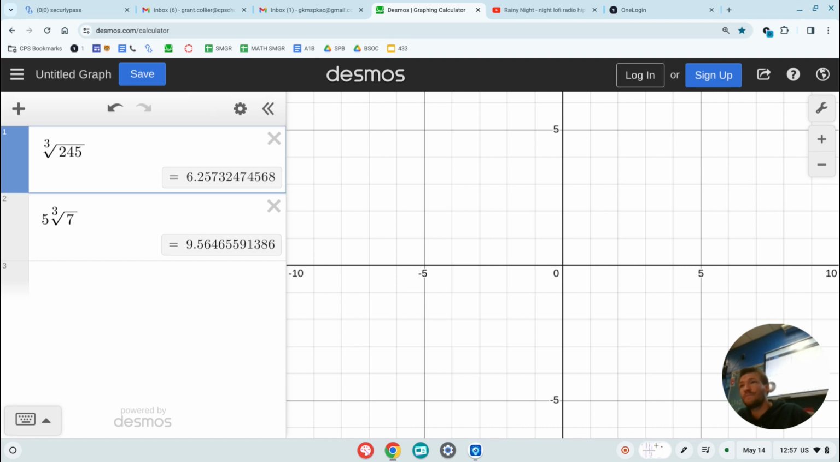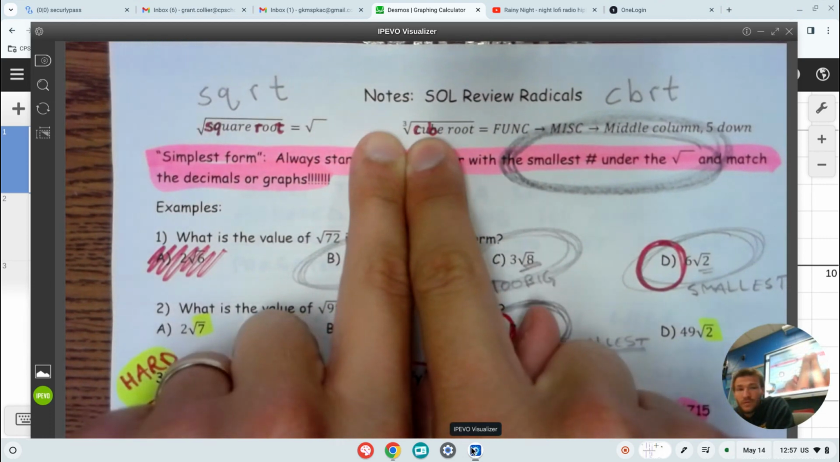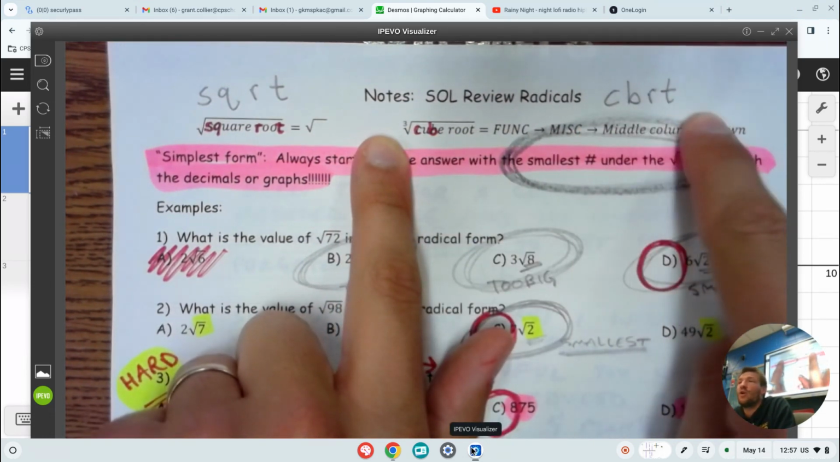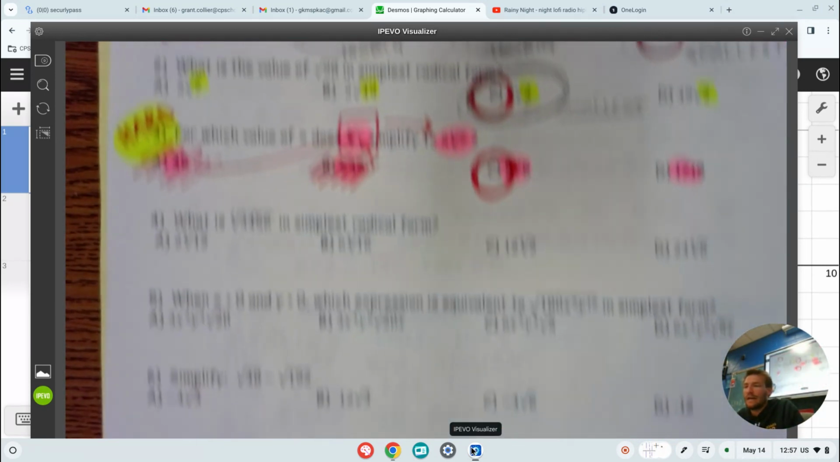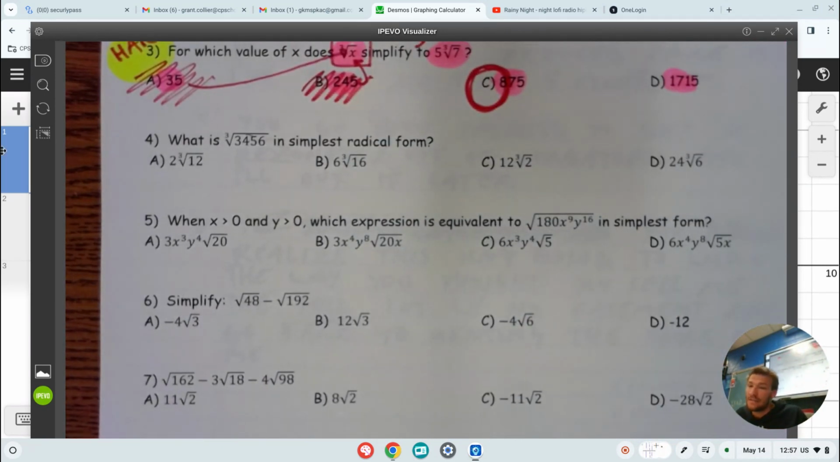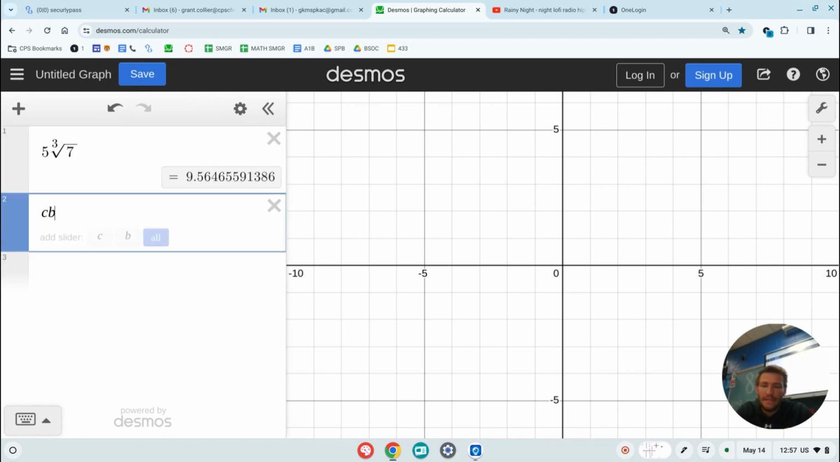For the cube root, how did you get rid of the 3 on top? You're talking about this 3 right here, Brandon? Yeah. So that's your cube root. We talked about that at the top of the paper. So for the cube root, you've got to press CBRT, not SQRT. So when I typed it in with CBRT, and it really is that easy, Brandon. You just press CBRT. Thanks. Yeah, no problem. Definitely going to need that for the SOL test.